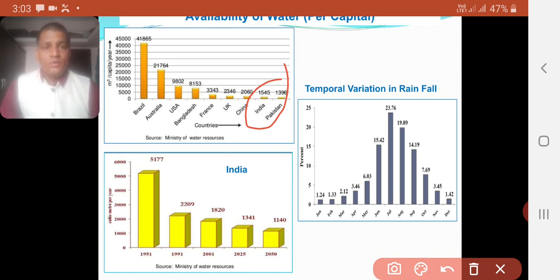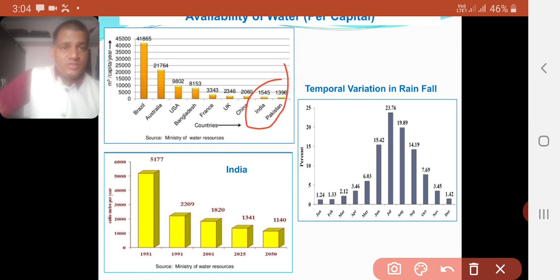If you look at the first, it is Brazil. Their population is very low and their resources are more and more, so they are first. Second is Australia, third is the USA. Similarly, if you see one by one country wise, we are at the second last, and the per capita per year availability of water in India is not more than 5000 cubic meters. So this is the report of the Ministry of Water Resources.